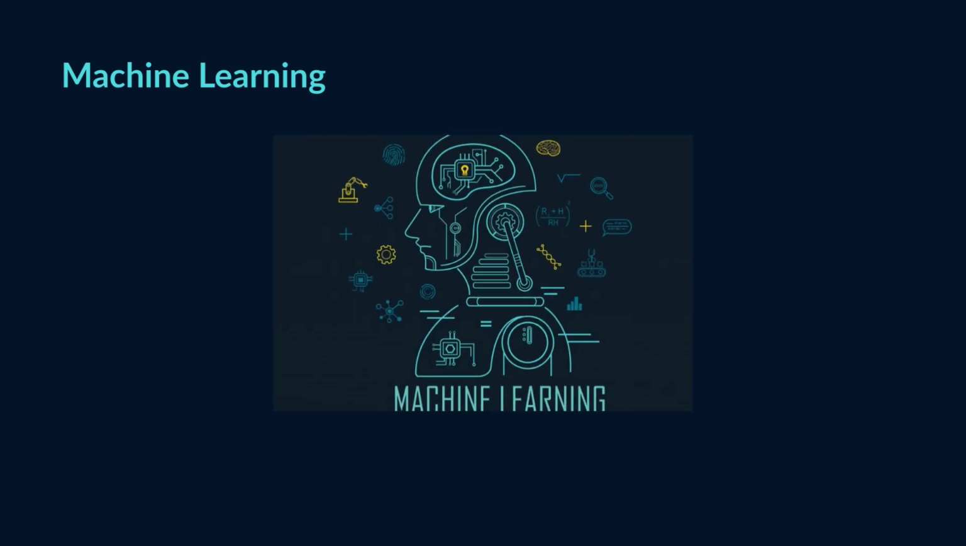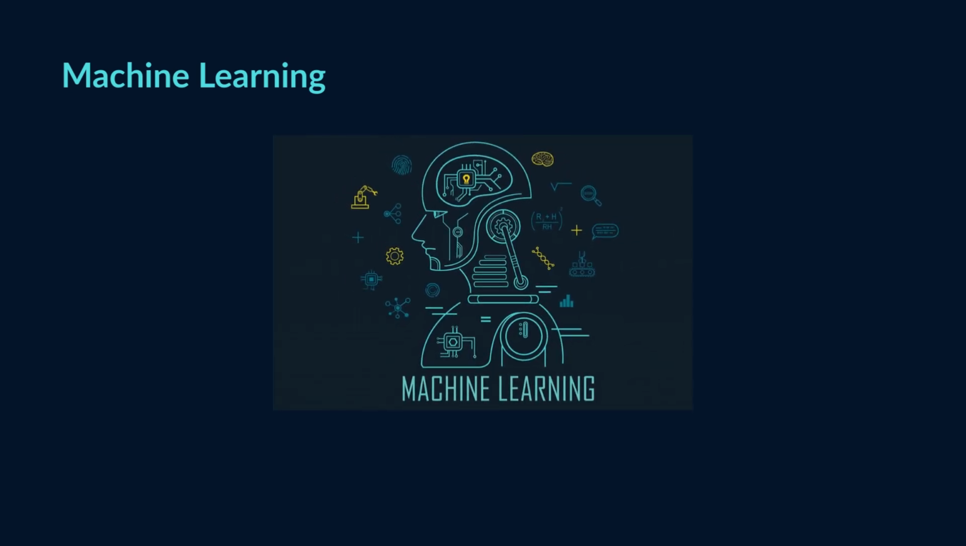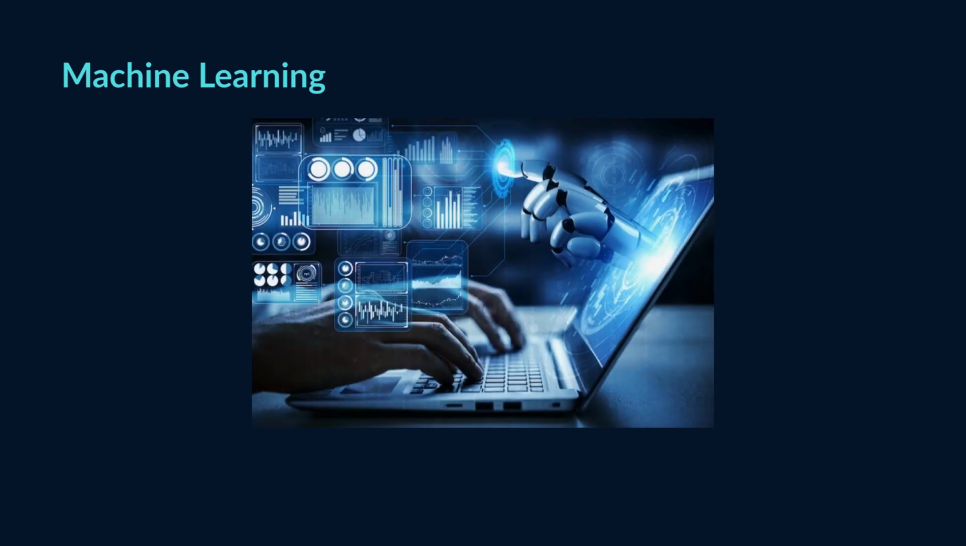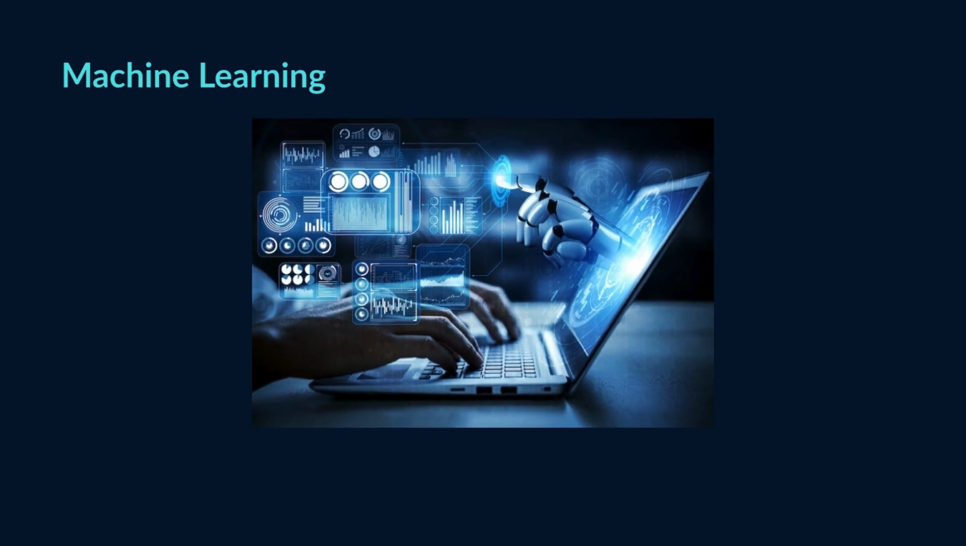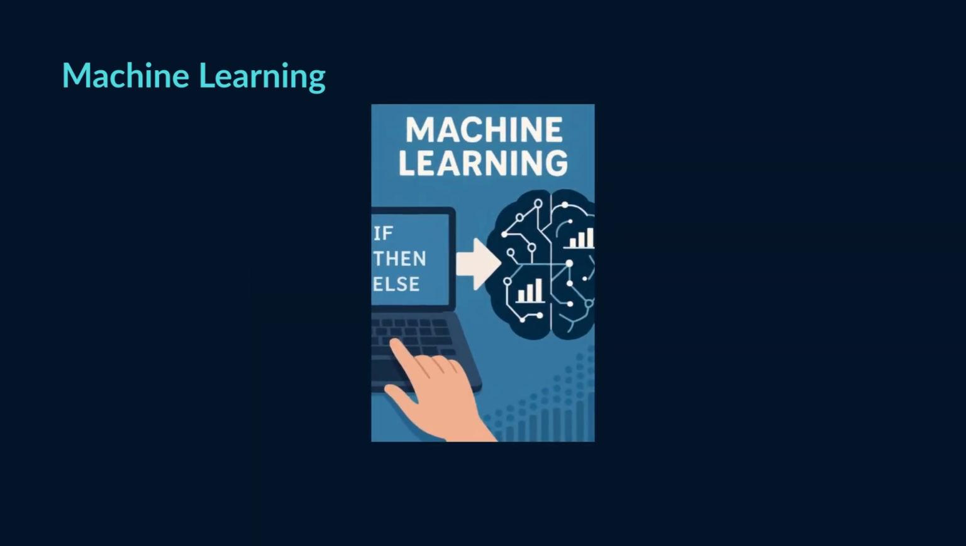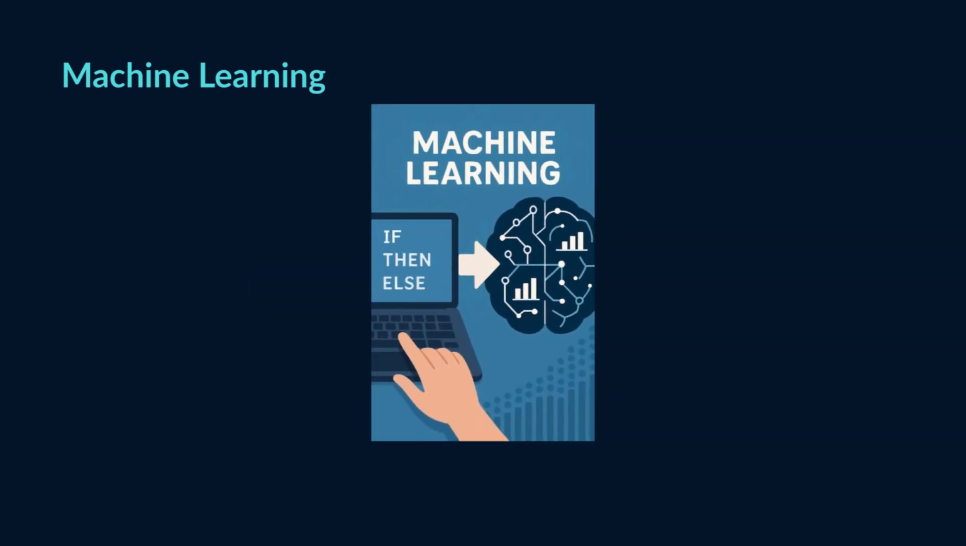Machine learning is one of the most important and exciting fields within artificial intelligence. It's the technology that enables computers to learn from data and make decisions without being explicitly programmed for every task. Instead of telling a computer exactly how to solve a problem, machine learning allows the computer to figure it out on its own by finding the patterns in data. This makes it possible to build systems that improve their performance over time as they are exposed to more information.